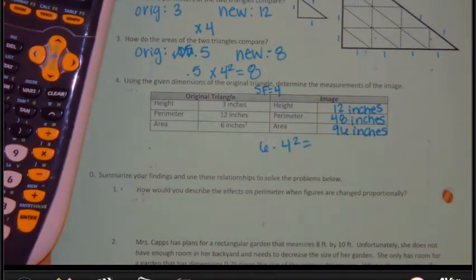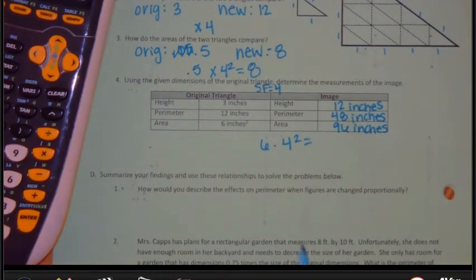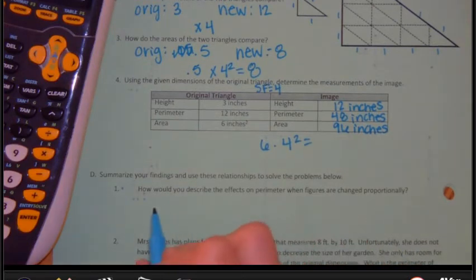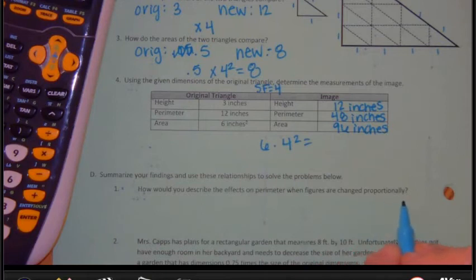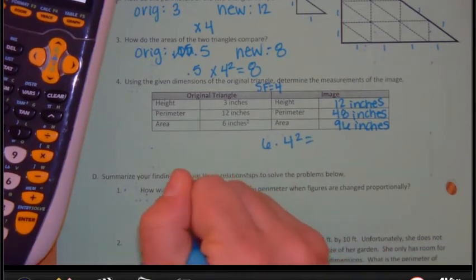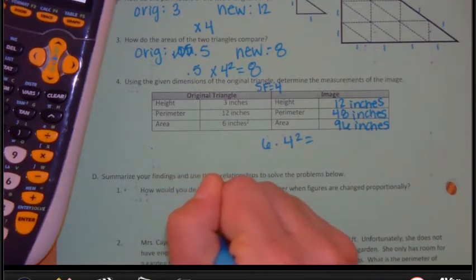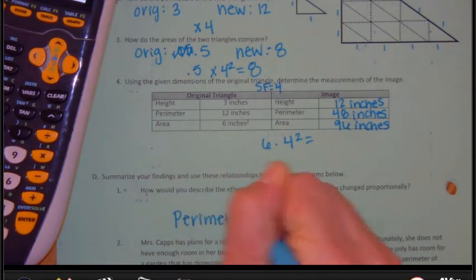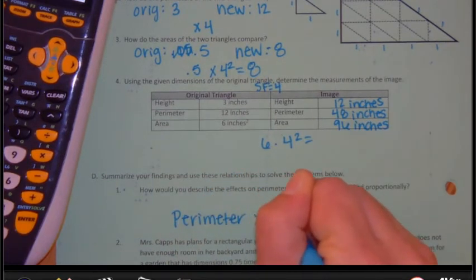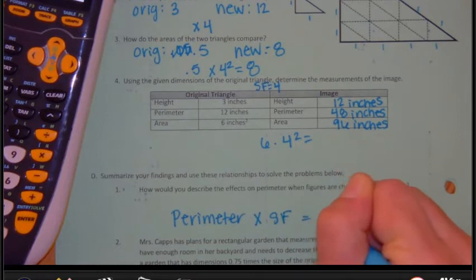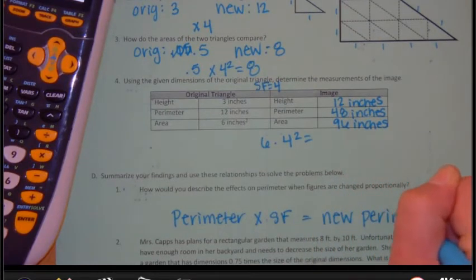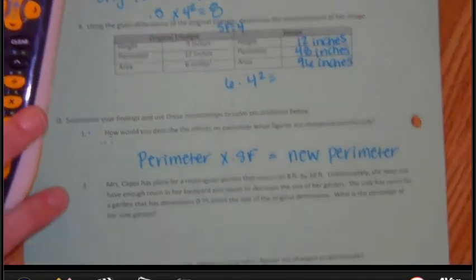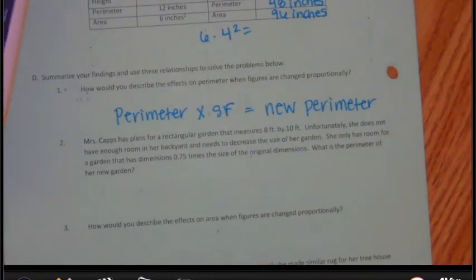Letter D, let's summarize your findings and use the relationships to solve the problems below. So how would you describe the effects on perimeter when figures are changed proportionally? And this is the easiest way. I would say I'm going to take my perimeter, multiply by my scale factor to equal my new perimeter, which is what we did. We took our perimeter, we multiplied it by our scale factor to get to our new perimeter.